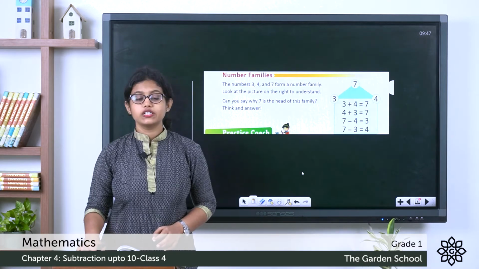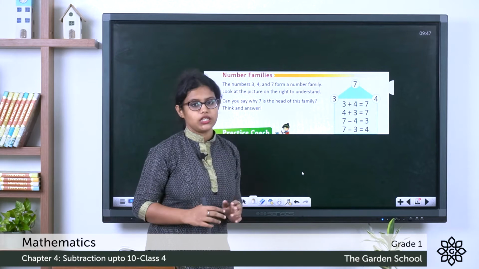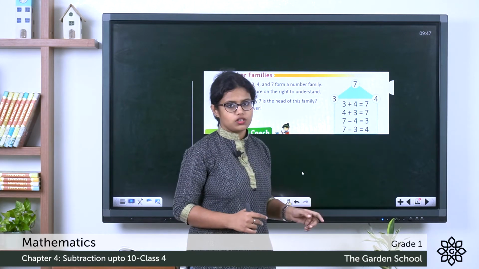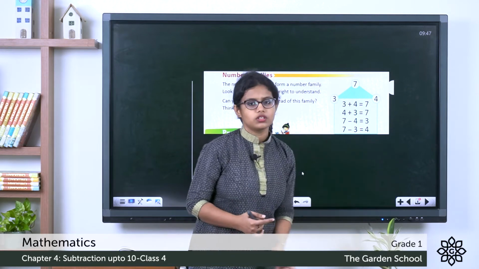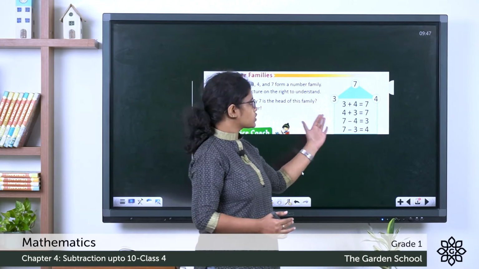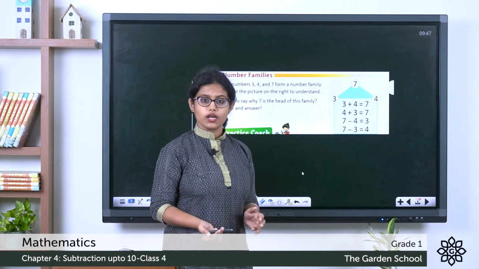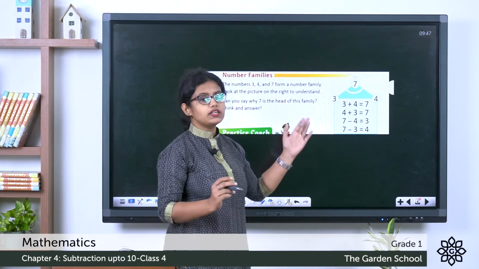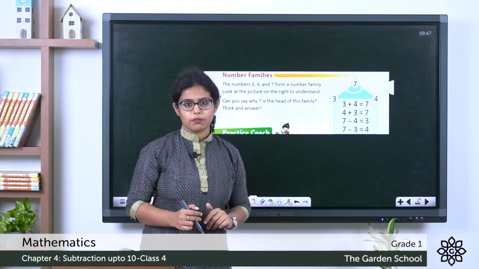Okay, page number 59. So, there it is written number families. See here, you can see 3 numbers. Which are the 3 numbers? 7, 3, 4. And can you say which number is the biggest number? 3, 7 or 4? Which one? 7. So, 7 is the head of the family. 7 is the head of this family.